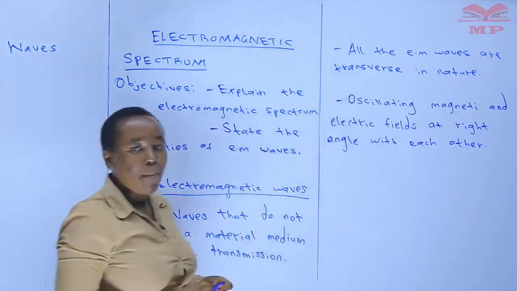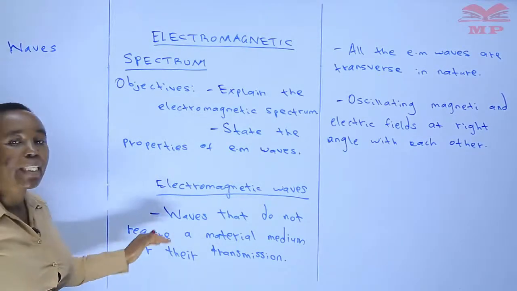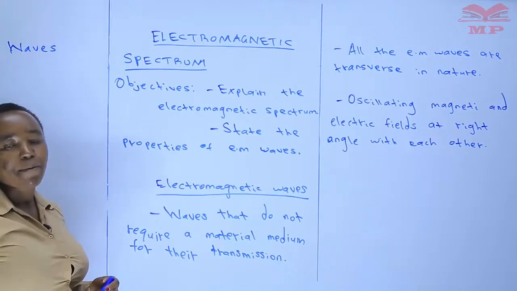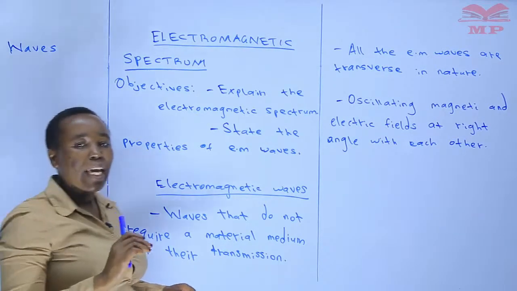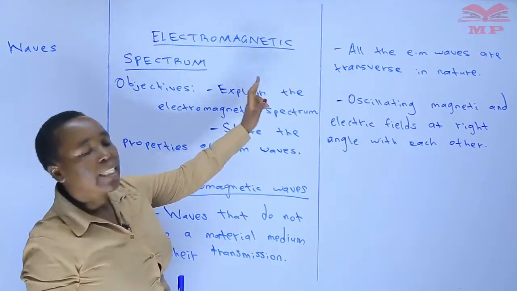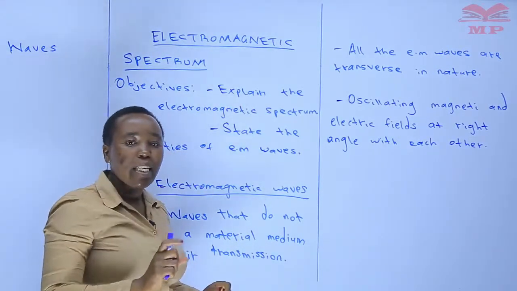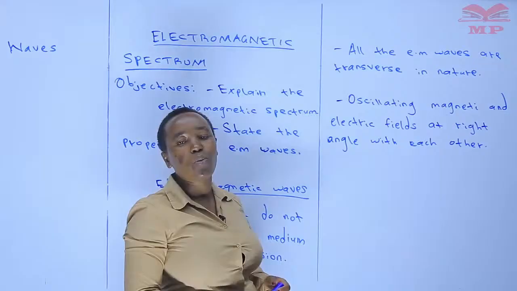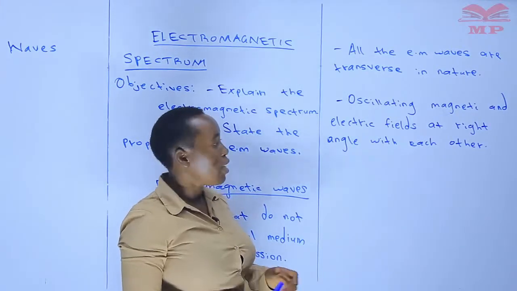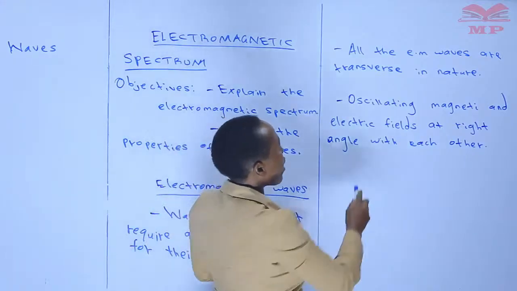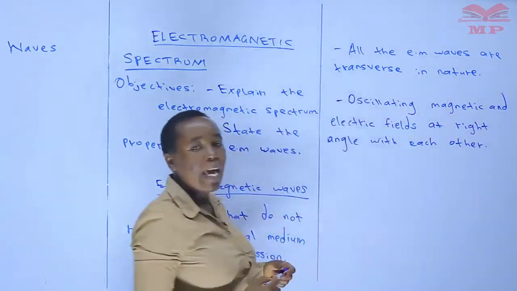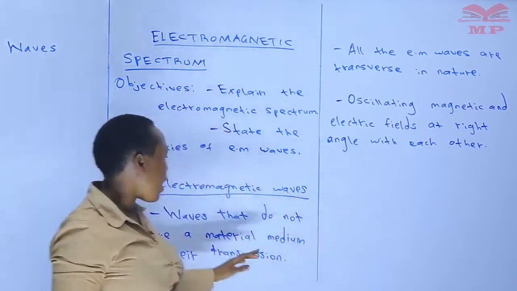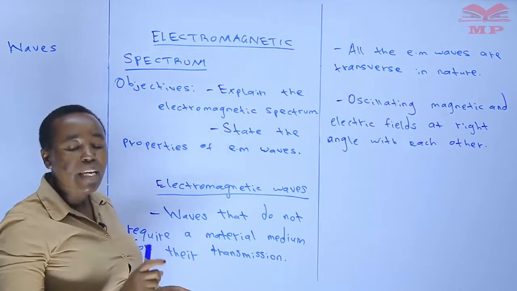So those are the EM waves. We have seen that they can be transmitted through a vacuum because they do not require a material medium for them to be transmitted. Then we are also saying that all the electromagnetic waves are transverse in nature, meaning that the vibration of their particles is at right angle to the direction of the wave travel. And that's why they are produced by the oscillating magnetic and electric fields at right angle with each other.